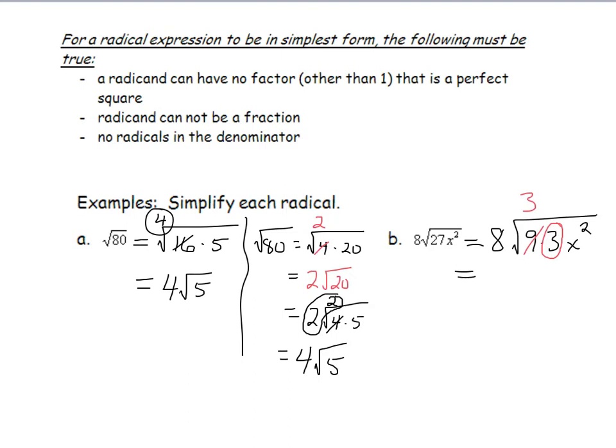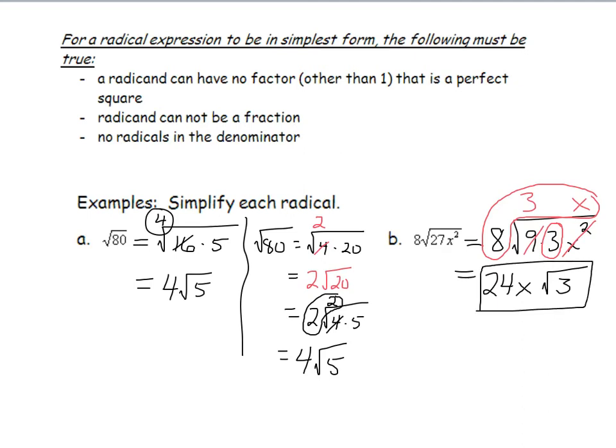X squared, however, the square root of x squared is an x. So I've got all of that on top, and I've got that front number of 8. So what we do is we multiply all of those values. We get 8 times 3 is 24, times x, so we get 24x. And remember, you had a square root of 3 on the inside. So right now, 24x square root of 3 is my answer.